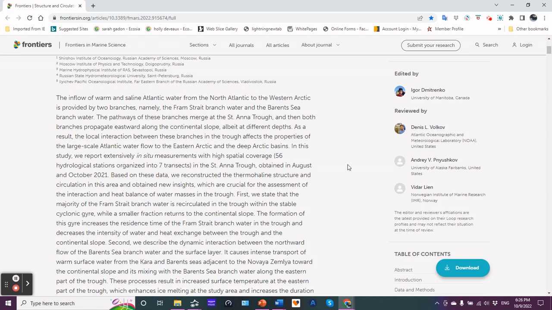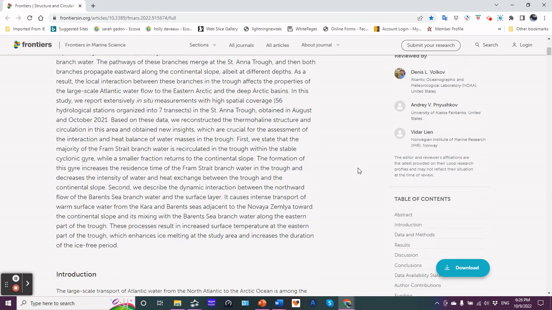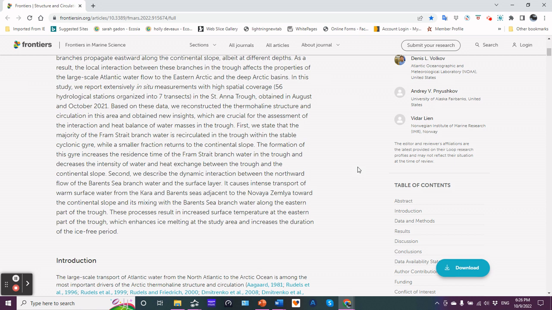In this study, we report extensive in situ measurements with high spatial coverage: 56 hydrological stations organized into 7 transects in the St. Anna Trough, obtained in August and October of 2021. Based on these data, we reconstructed the thermohaline structure. So that's obviously the temperature and salinity structure through the water column, and circulation in this area, and obtained new insights which are crucial for the assessment of the interaction and heat balance of water masses in the trough.